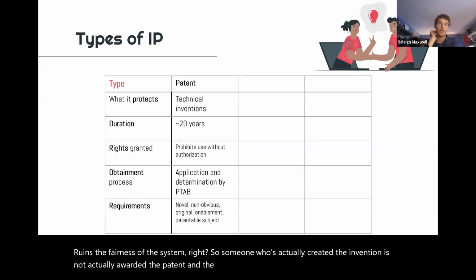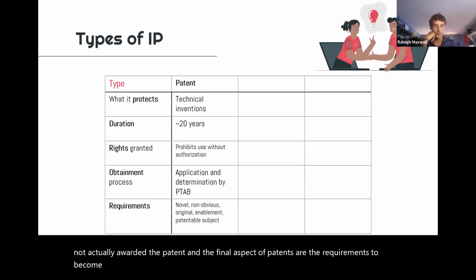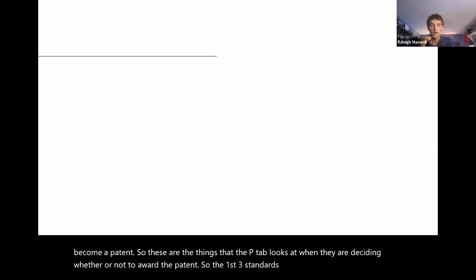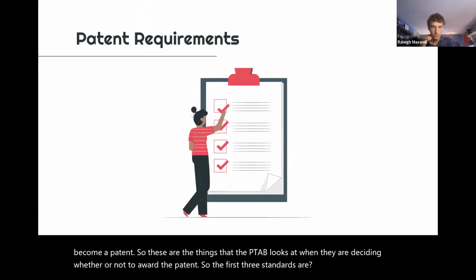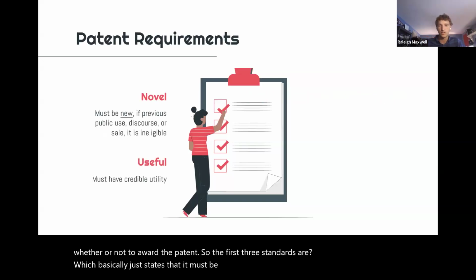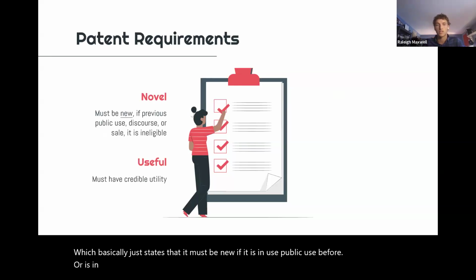And the final aspect of patents are the requirements to become a patent. So these are the things that the PTAB looks at when they're deciding whether or not to award the patent. So the first three standards are, novelty, which basically just states that it must be new. If it is in public use before, or is in public discourse or public sale, then it is ineligible. So like I cannot patent something that is in use or known already.